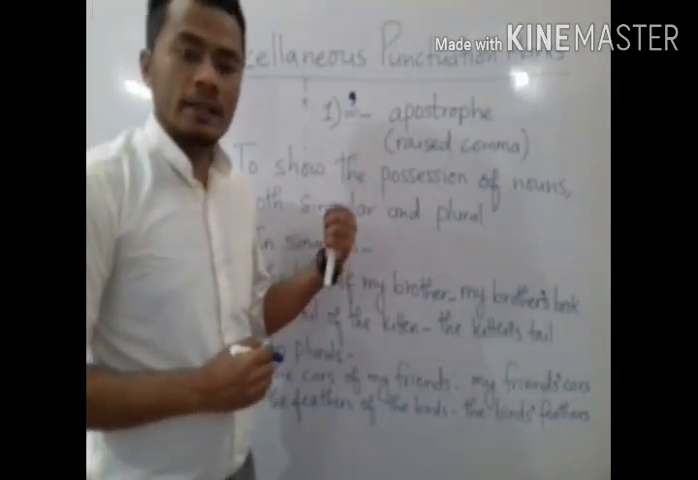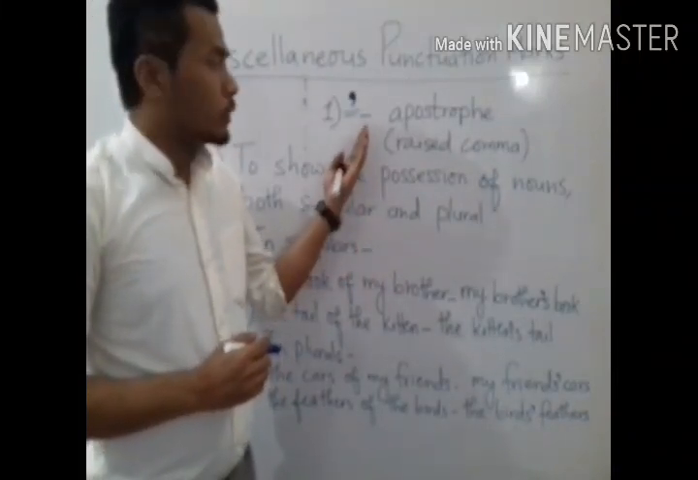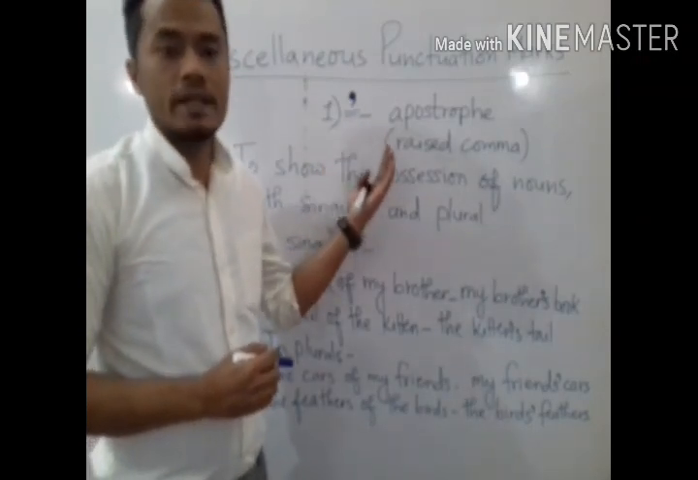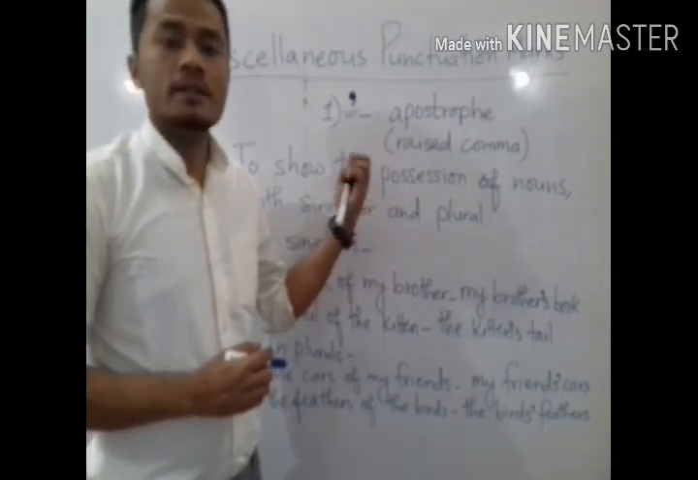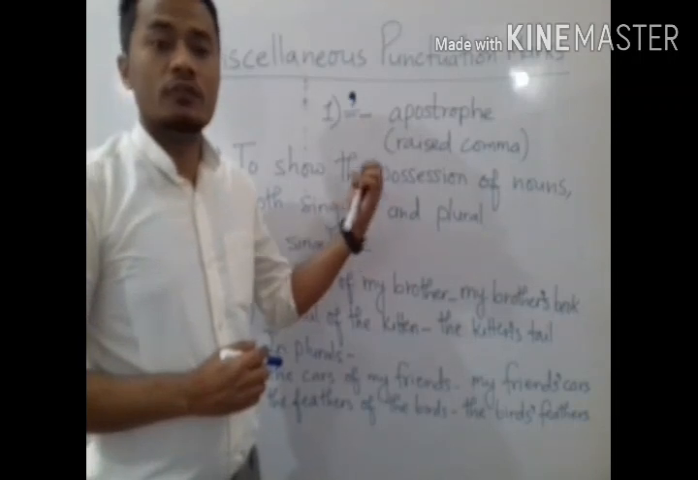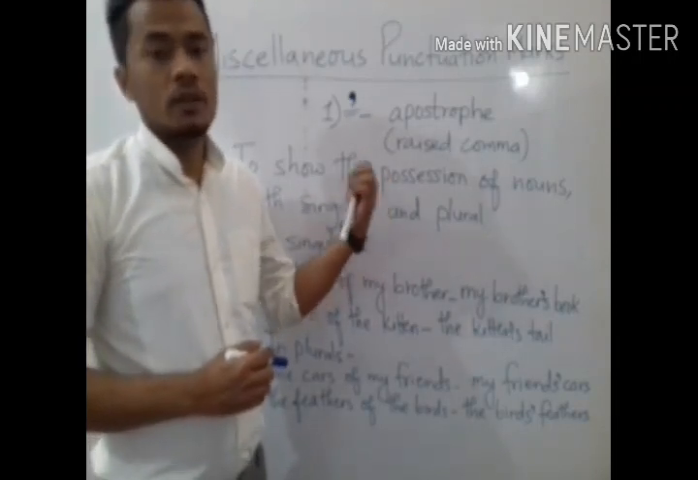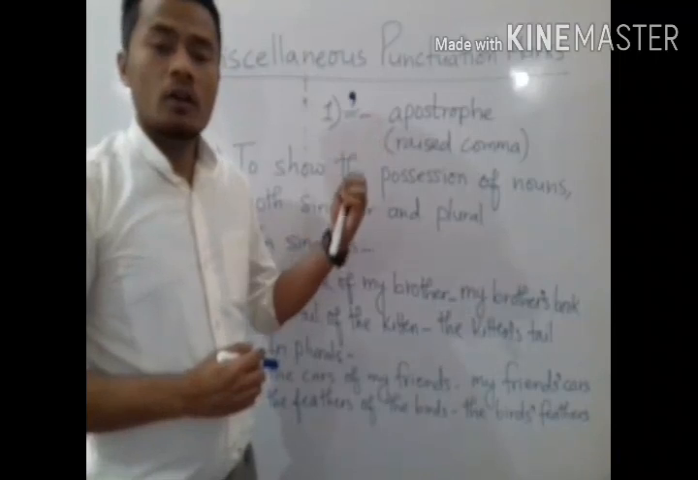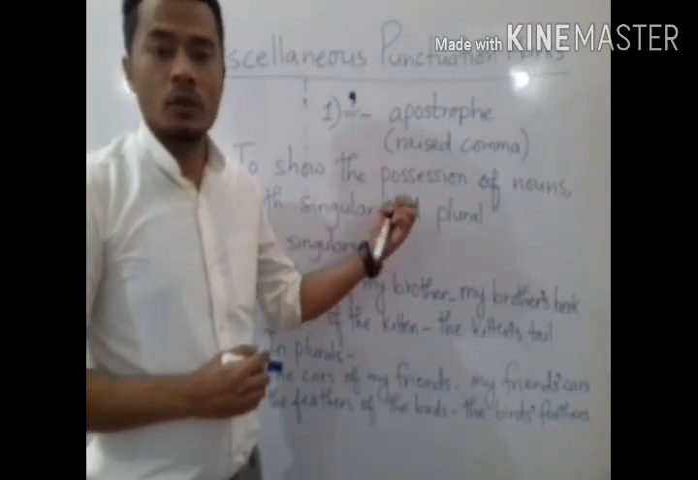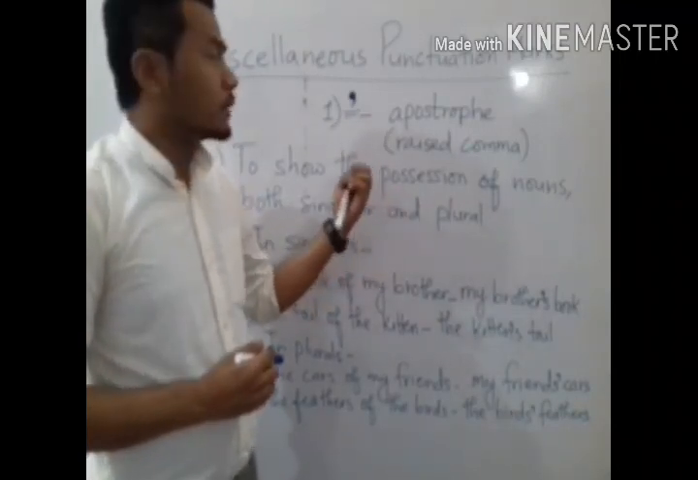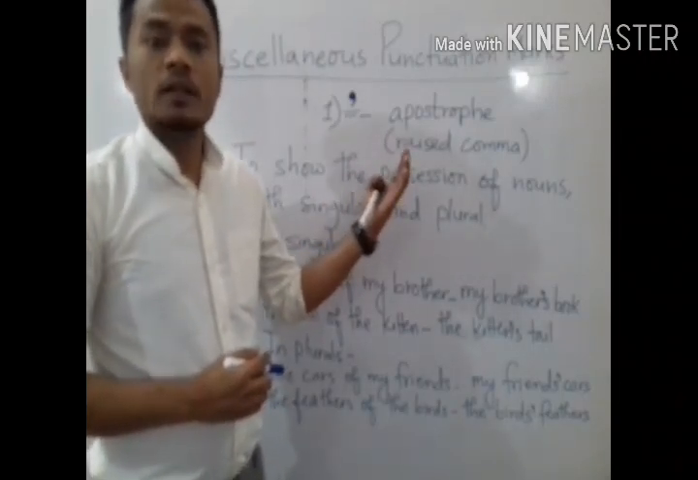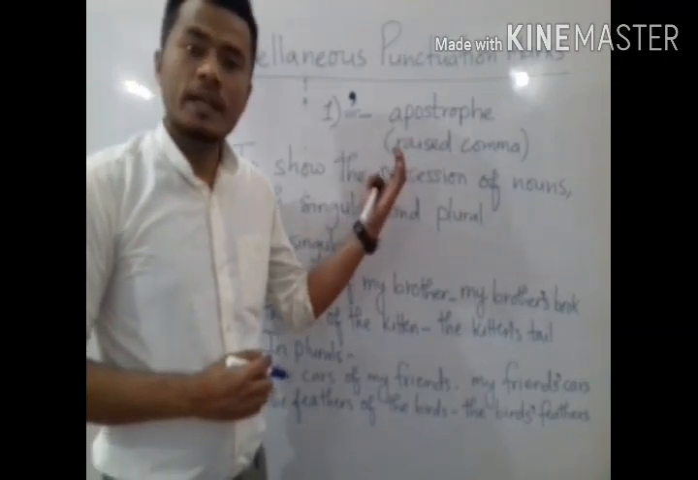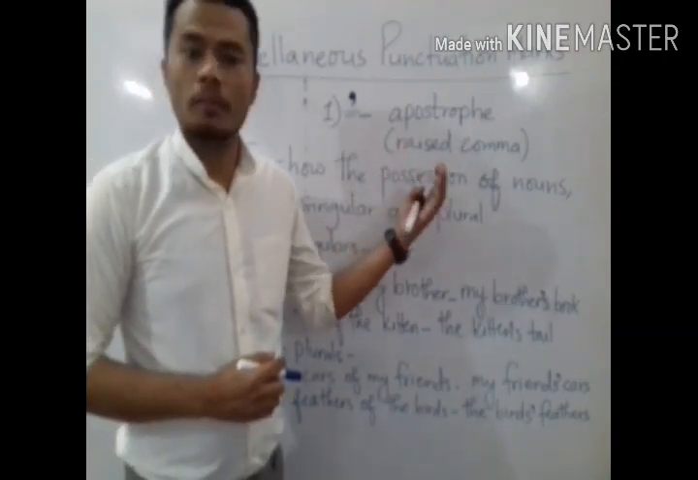So, look at the board. Apostrophe. I have written apostrophe here. Apostrophe is also called raised comma because it looks like a comma. But how it is used with words is different from the use of comma, because comma is used at the bottom of the words, but apostrophe is used at the top of the words. So it is also called raised comma.